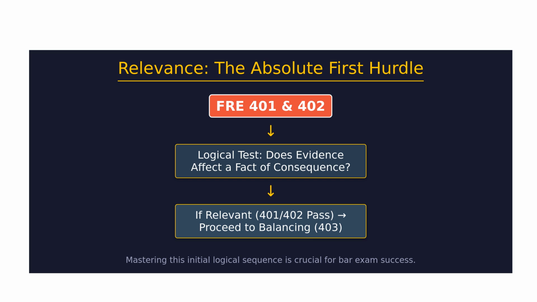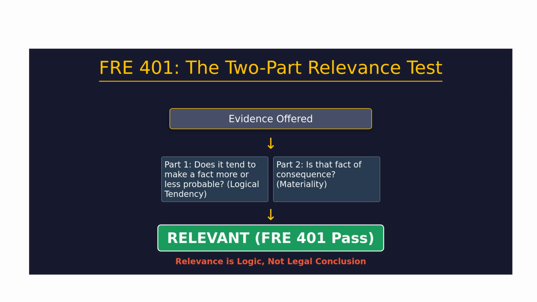Mastering this initial logical hurdle is not just helpful, it is absolutely crucial for success on the bar examination. We begin our journey into evidence law right here, at the threshold of relevance. We now turn our attention specifically to Federal Rule of Evidence 401, which provides the precise definition of relevance. For evidence to be deemed relevant, it must satisfy a straightforward, two-part logical inquiry.